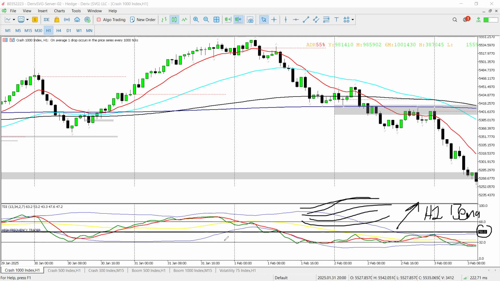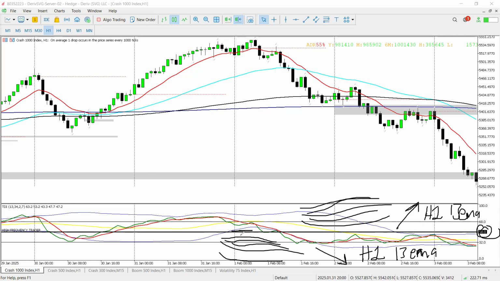If the whole indicator is below the 50 static, if the volatility bands, the yellow baseline, the green price line, and the red signal line are all below this 50 level, you start looking for sells only on H1, 13 EMA. I'm just saying 13 EMA here because on the 13 EMA, that's where the best setups form based on our trading strategy.